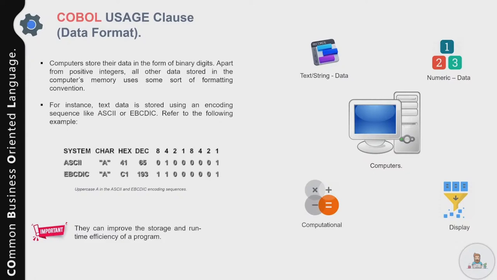In COBOL, numeric data can be held as a text digit, that is ASCII digit, or in binary numbers, or as decimal numbers using binary coded decimal, that is BCD. You can use the usage clause to specify how a data item is to be stored in the computer's memory. Every data item declared in a COBOL program has a usage clause, even if you do not specify the usage clause explicitly. The default is usage is display.